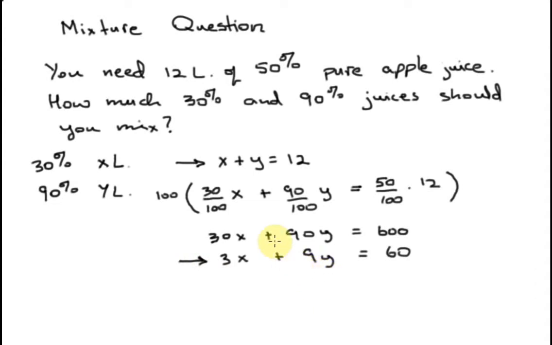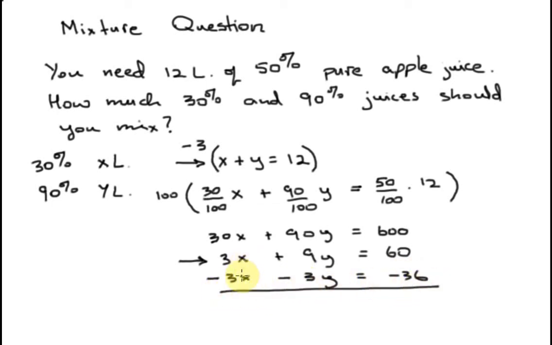So what I'm going to do is take this top equation here and multiply it through by -3. And of course, I'm going to use elimination here. So that's going to become -3x, and then a -3y, and then a -36. Now if we add these two equations together, the x's have been eliminated. We end up with 6y, and over here we get 24. So if I divide by 6, y turns out to be 4.